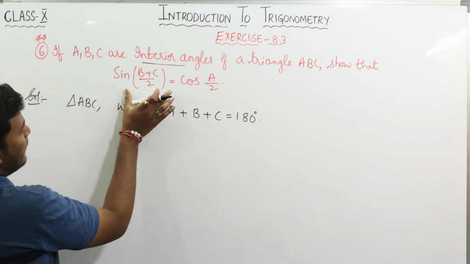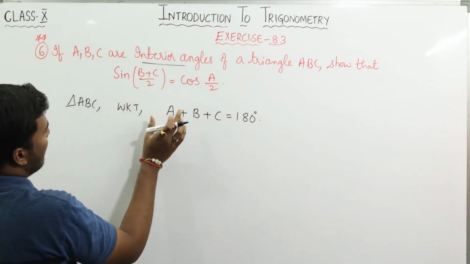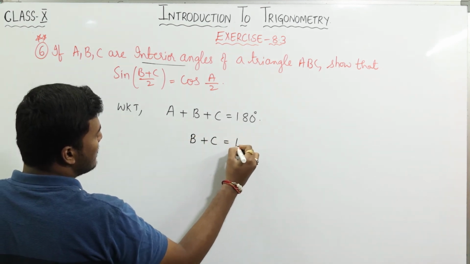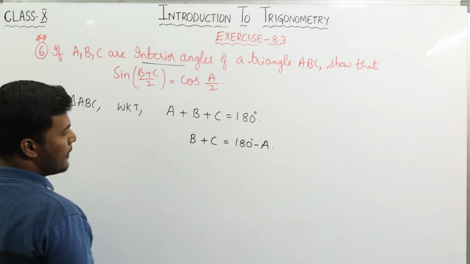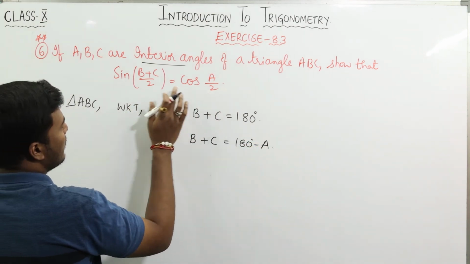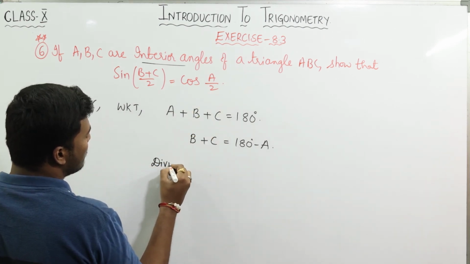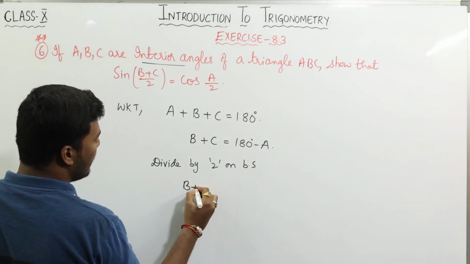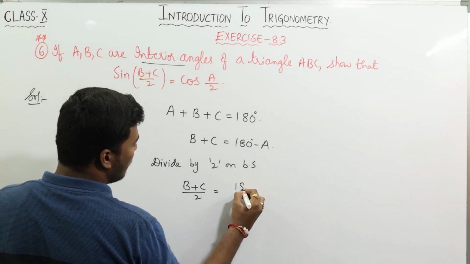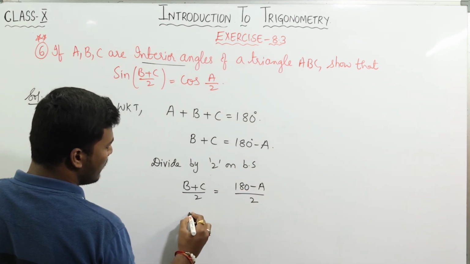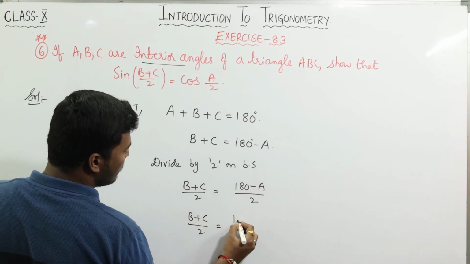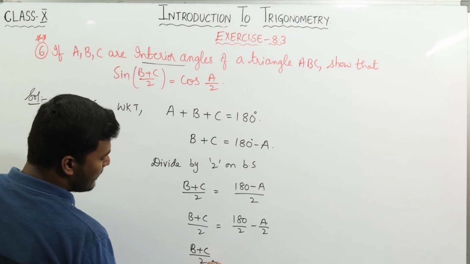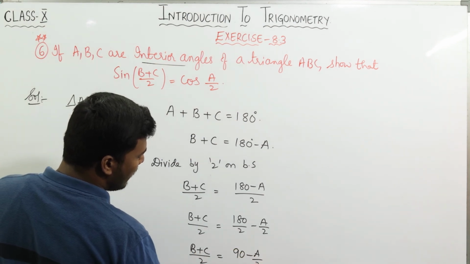Now, according to this, we'll solve. We have on the left hand side B plus C values, so let us keep only B plus C values and shift the A value to that side. So this will become B plus C is equal to 180 minus A. Now let us divide by 2 on both the sides. Then it will become (B plus C) by 2 is equal to (180 minus A) by 2. So this is (B plus C) by 2 is equal to 180 by 2 minus A by 2. From that, (B plus C) by 2 is equal to 90 minus A by 2.